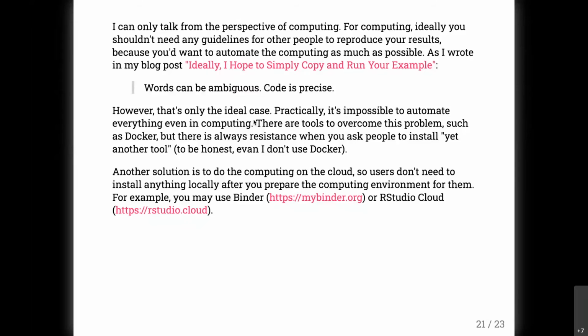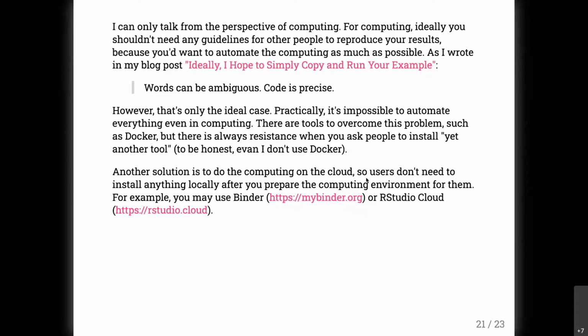Yeah, I can talk a little bit. As I said, my perspective is very narrow. I'm always talking from the perspective of computing. So for computing, ideally, you shouldn't need any guidelines for other people to reproduce your results, because you would want to automate the computing as much as possible. So I wrote a blog post last year titled, "Ideally, I hope to simply copy and run your example." In that post, I mentioned that words can be ambiguous and code is precise.